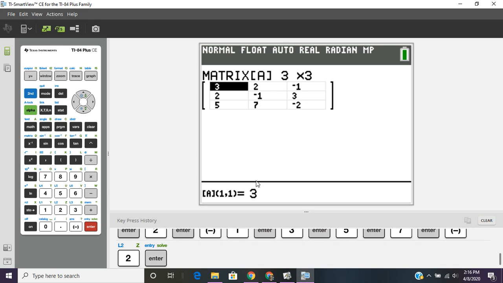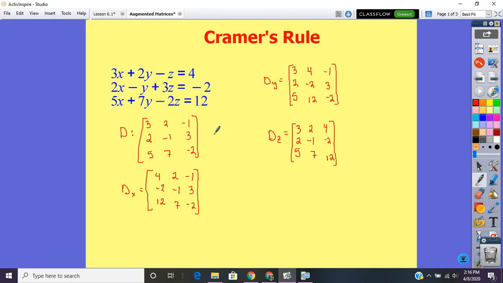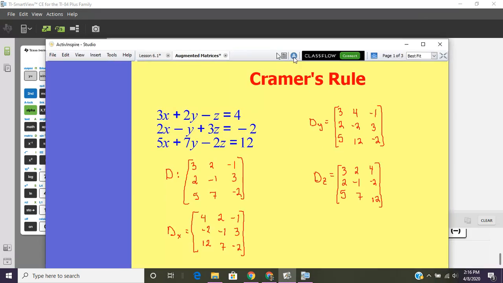All right, I would check one matrix before you go through and do them all. Because if the D matrix, so if this matrix right here, has a determinant that is 0, we actually can't solve this. This has no solution. So let's check the determinant of this matrix before we start.